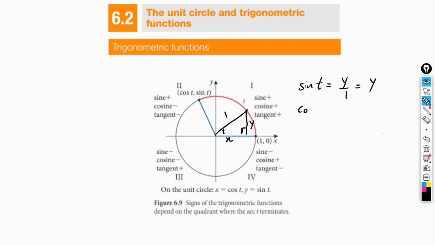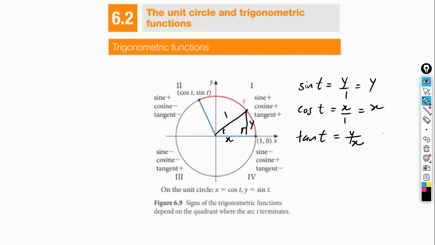Likewise with cosine, cosine of t is going to be adjacent x over the hypotenuse 1, which is just going to be x. So in the unit circle, cosine of t is equal to the x coordinate. And then tangent of t is going to equal opposite over adjacent, or y over x.